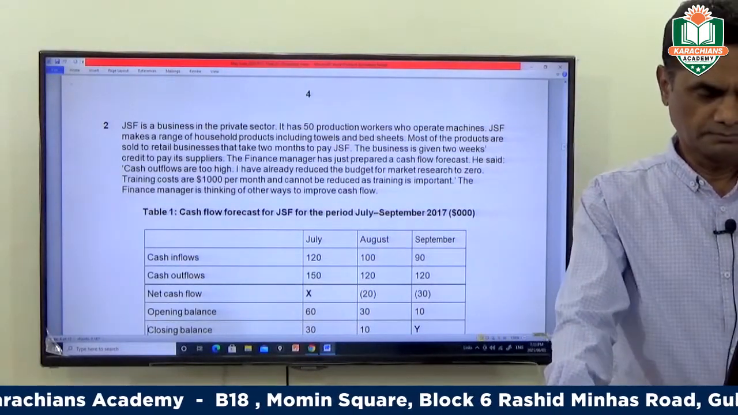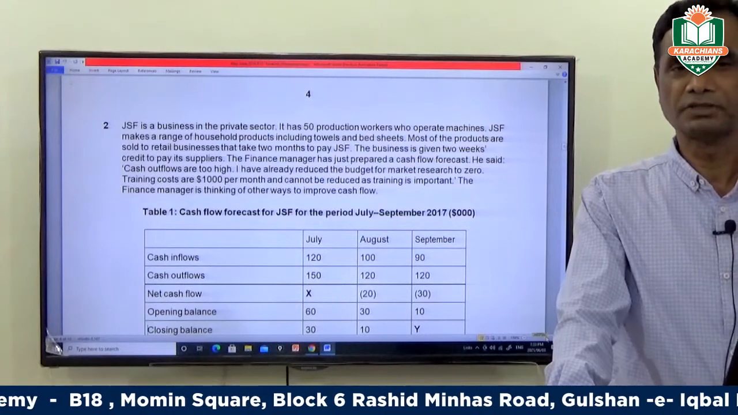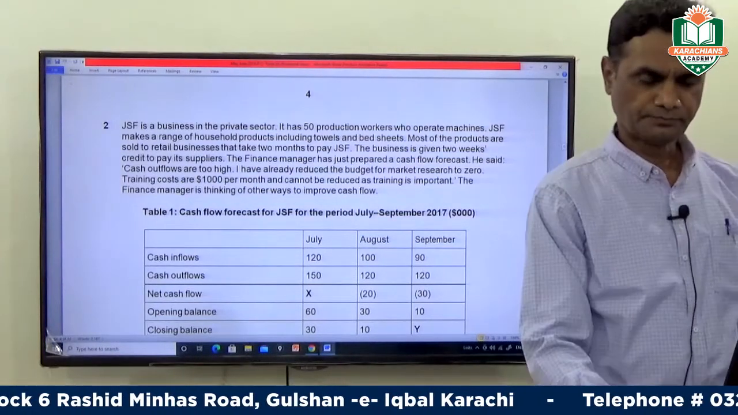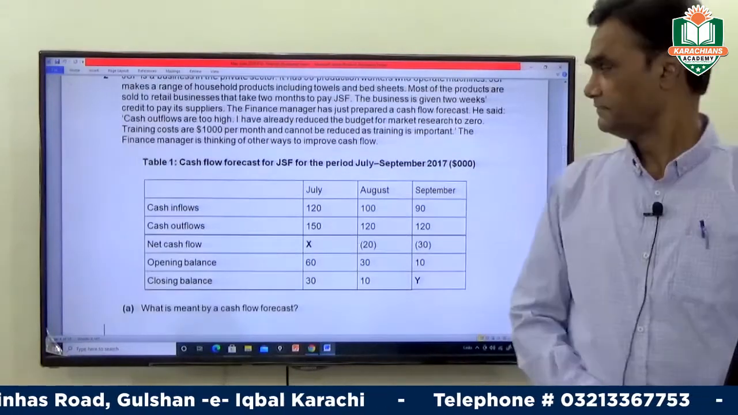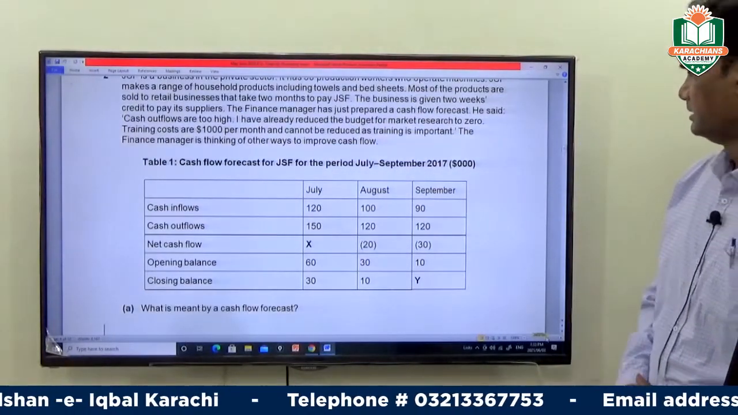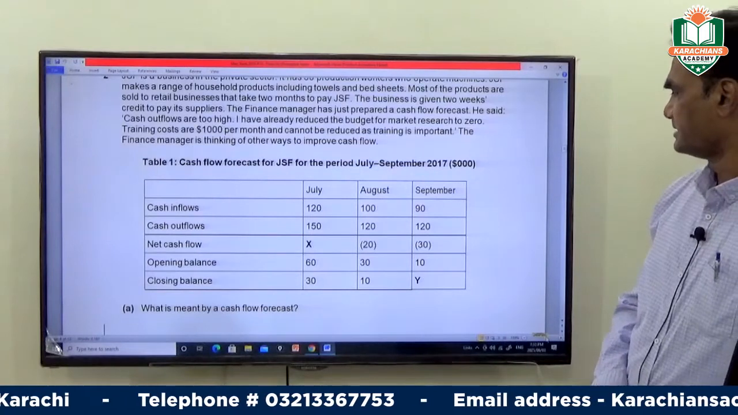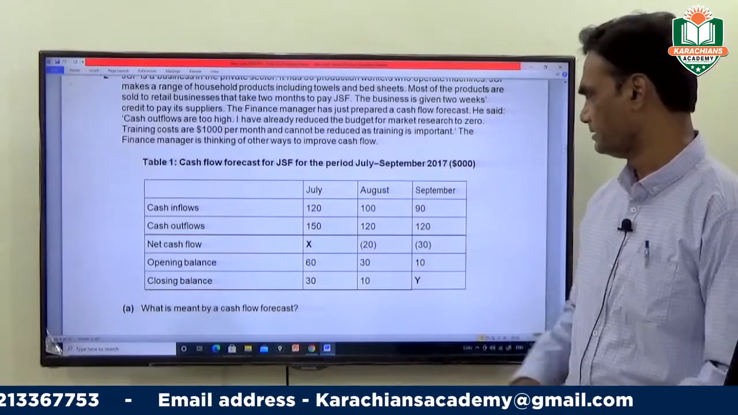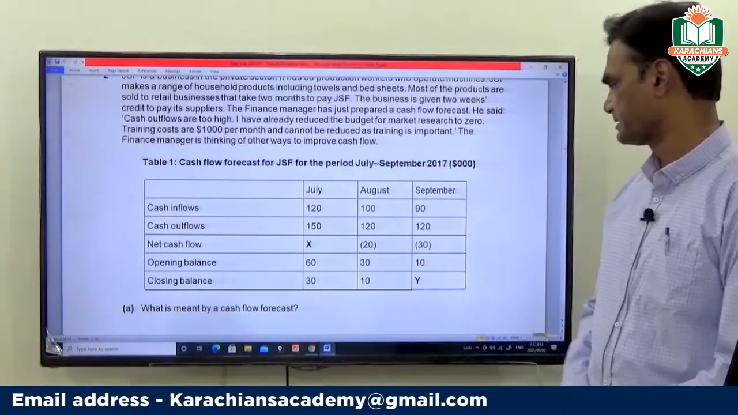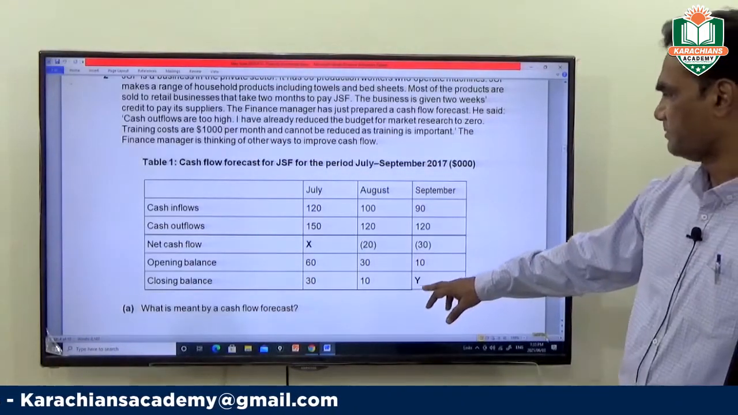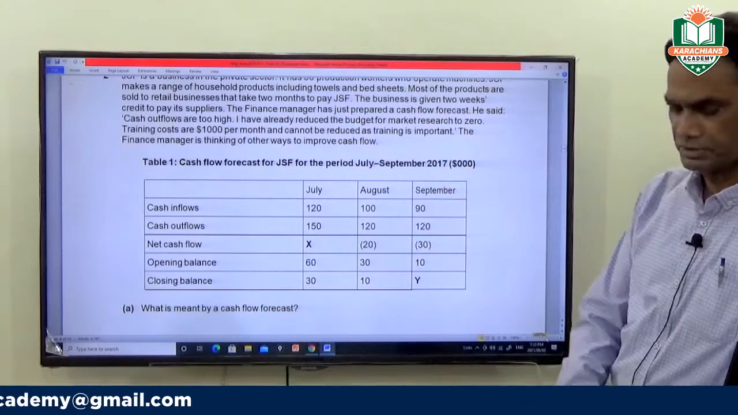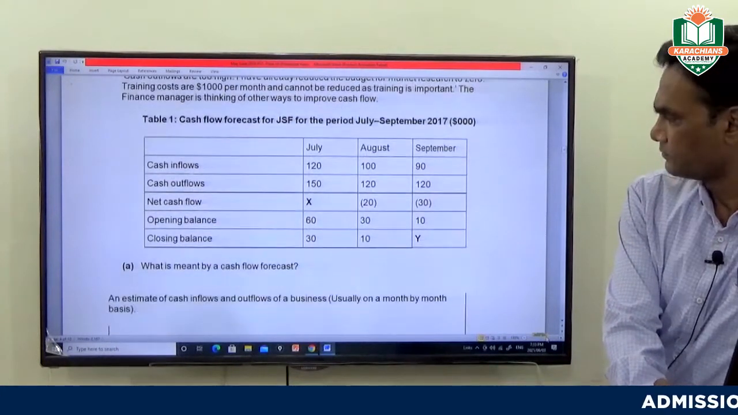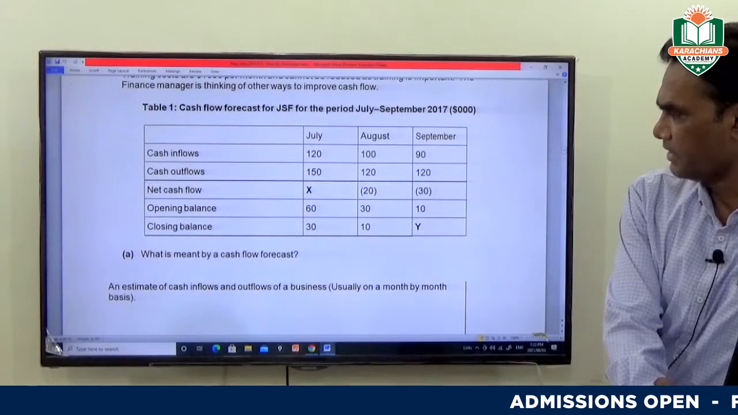This is mainly a question of cash flow, how to manage cash flow. Here is a table in which the cash flow is given for July, August and September. We have to find out the net cash flow for July, which is denoted by X, and the September closing balance, which is denoted by Y. Now, first come to question 1A.